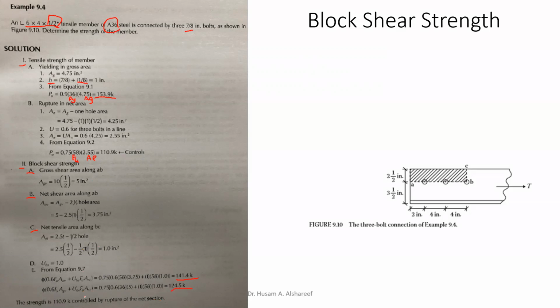Then we find that the strength is 110.9 kips, which controls by rupture. So due to the constraint of time, I'm going to stop here.